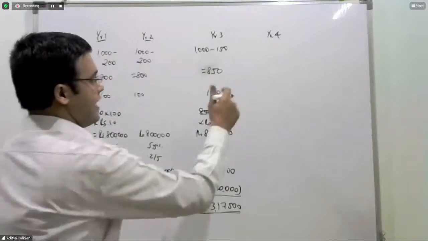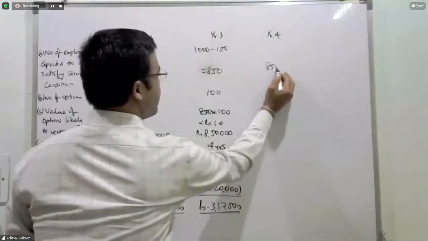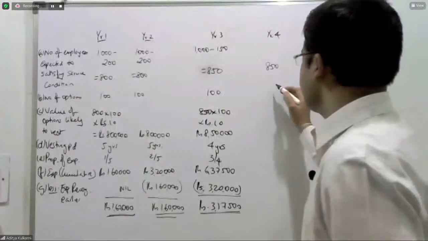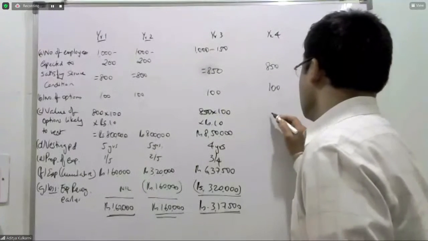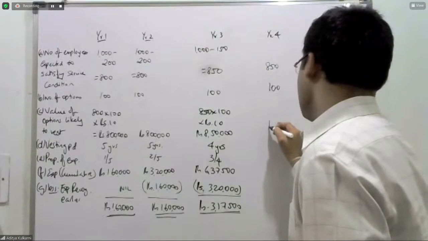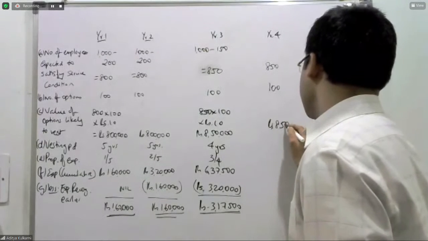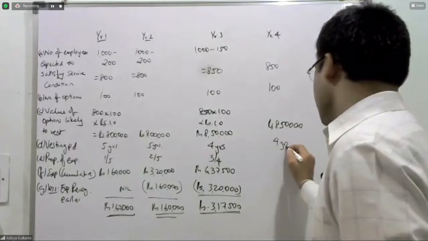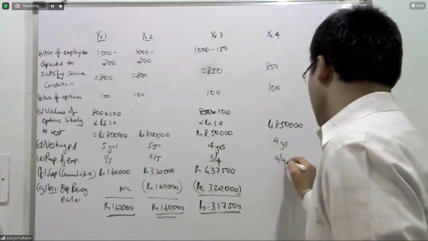3,17,500. And finally, it is again 8,50,000. So your total fair value will remain as 8,50,000. Vesting period is 4 years, 4 by 4.